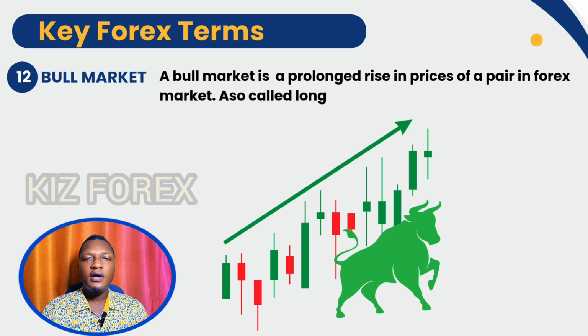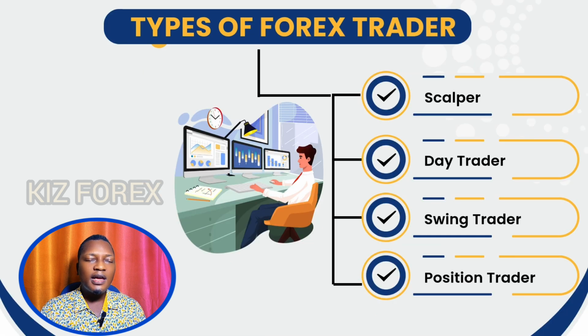Having learned all these terminologies in the market, another thing you need to learn in the market is the types of traders in the market. Now, as a trader wanting to get into the forex market, you should know that we have 4 particular types of forex traders in the market. Number 1, we have the scalper, the day trader, the swing trader, and the position trader. These are the 4 types of traders we have in the market.